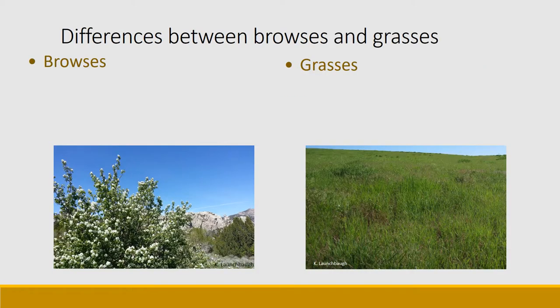So the reason that animals might specialize a bit on one type of plant or another is because they differ. And it sounds like you've already talked about plants, but we might remind you. So we're going to talk about browses again, shrubs and forbs, and grasses, and talk about how they're different. And then we can see why we might have differences between them. So a couple things that we know is, relatively speaking, browses tend to have thinner cell walls. Grasses tend to have thicker cell walls.